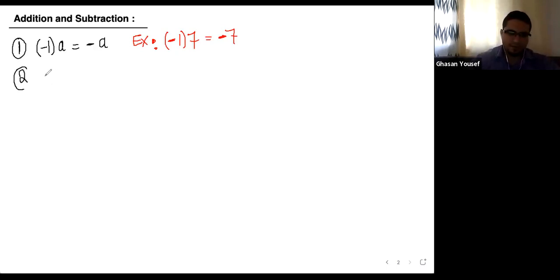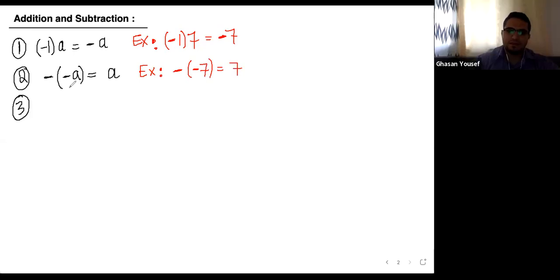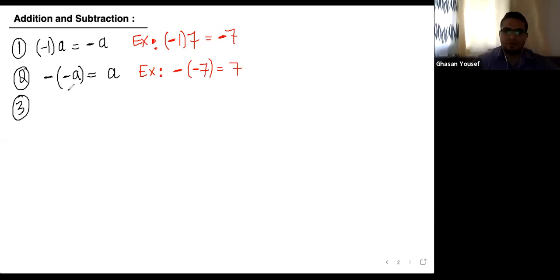Second property, if I have minus times minus a, this gives me the positive of a. Example, minus of minus 7, because we multiply the minus with the minus, they give positive. So I get here positive 7. It's like the opposite sign. Yes, the opposite of the sign, and the same sign is positive. We do the opposite of the sign inside the parentheses.